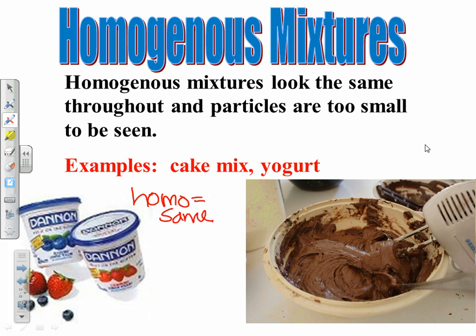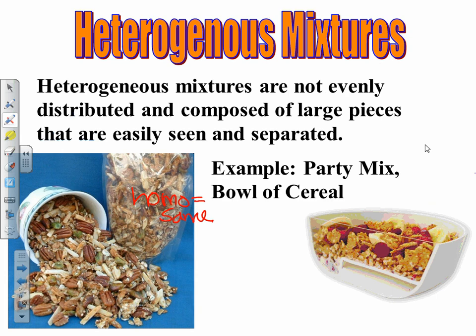All right. So if you remember from biology, homologous structures were the same structures. So homo means the same. Homogeneous mixtures look the same throughout because the particles are too small to be seen. For example, cake mix, yogurt, all of these are mixtures of different items that are not chemically combined. Sweet tea would be a homogeneous mixture. Salt water would be a homogeneous mixture because you cannot see the small parts that make it up.